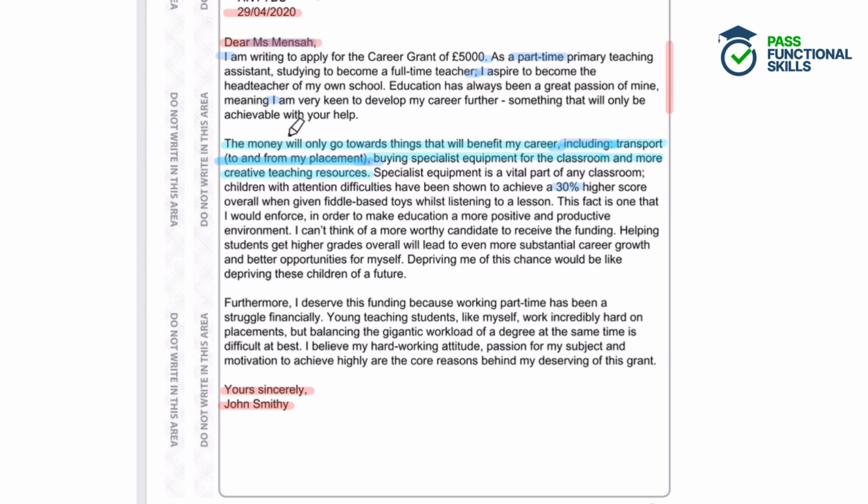They've explained what the money will go towards, that it will benefit their career, and they've given lots of examples of what the money will be used for, as well as giving a bit more detail about what the transport will be used for. So try your best to figure out how to connect your ideas together within sentences so that you can have some longer, more complicated sentences that will impress the examiner.